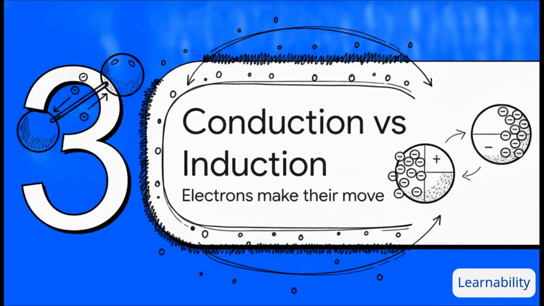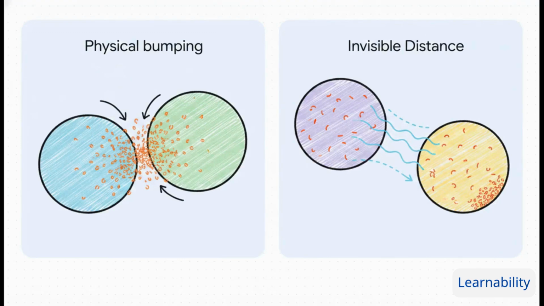Section 3. Conduction versus induction. Other ways electrons make their move. Let's contrast conduction and induction. Conduction is all about hard physical bumping. It involves the direct transfer of electrons when objects physically touch each other. A charged object taps a neutral one, and the electrons just spill right over. But induction? Induction is far more fascinating. It involves zero transfer of electrons and absolutely no direct physical contact. Instead, it relies entirely on that invisible, eerie push and pull. That spooky action at a distance of electrical repulsion and attraction.